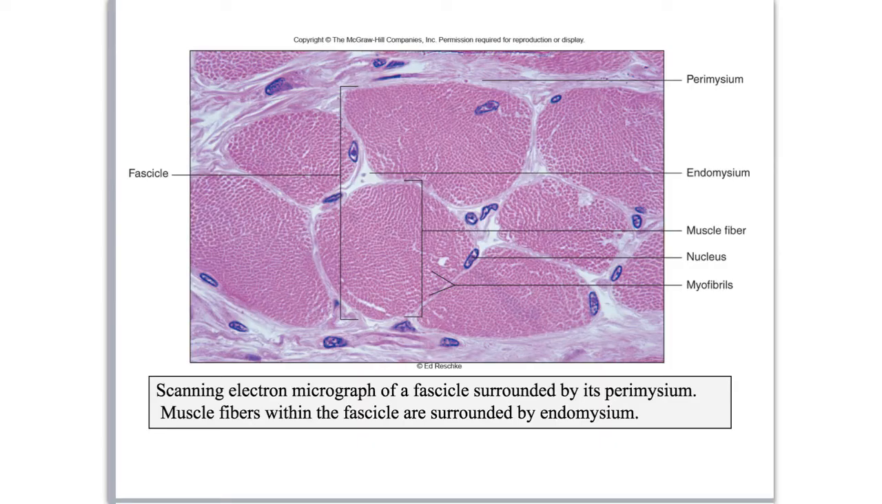Here's a picture of an actual electron microscope image showing you the same thing that is in that diagram. So here we have some individual muscle fibers, individual muscle cells filled with all of the protein fibers that are actually the ones that do the contraction, and then these fibers are going to be bundled together in a fascicle.